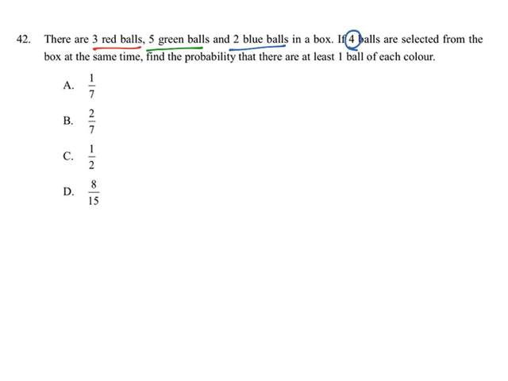So there are different cases. For the first case, there are 2 red balls, and then 1 green, and then 1 blue. Second case, 1 red, 2 green, 1 blue. 2 to 4. So one more. 1 red, 1 green, and then 2 blue. There are 3 cases to get at least 1 ball.